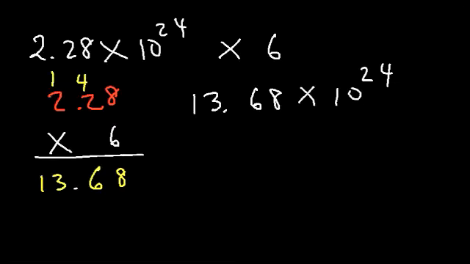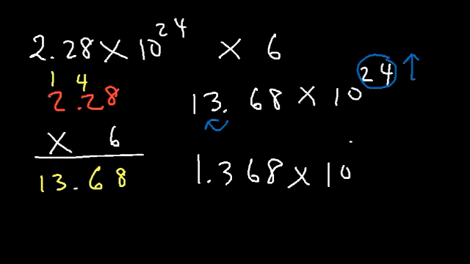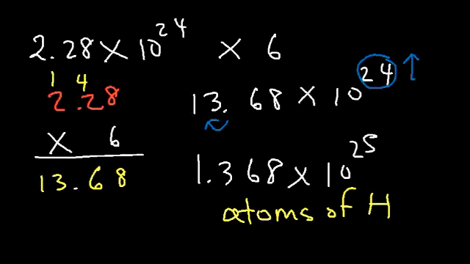And if we move the decimal 1 unit to the right, the exponent is going to increase by 1. So the answer is 1.368 times 10 to the 25. And you could check that with the calculator to make sure that it's correct. And it is. So that's how many atoms of hydrogen are found in 3.8 moles of ethane, C2H6.